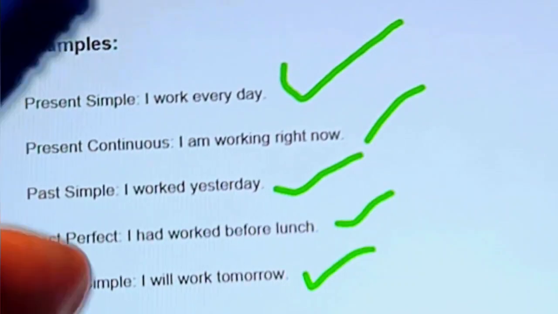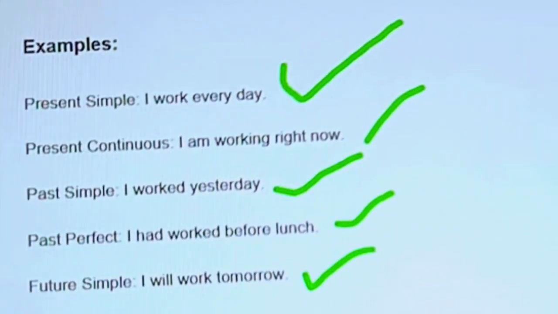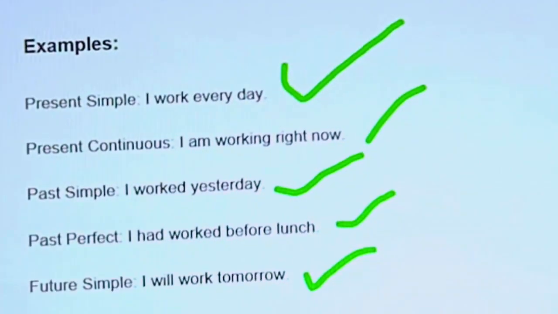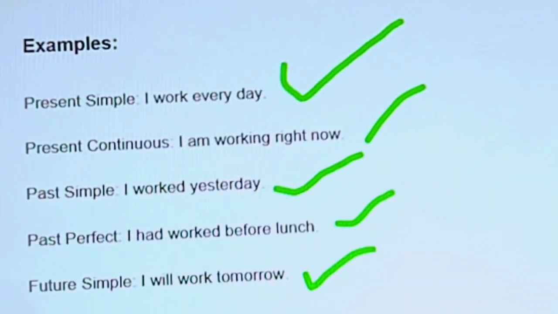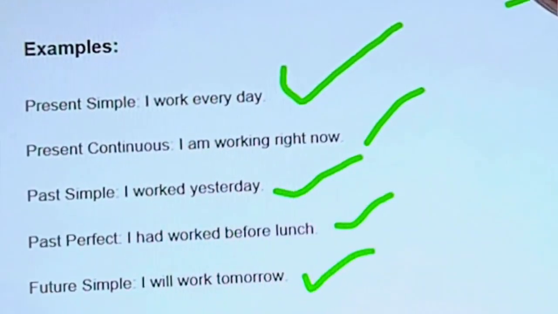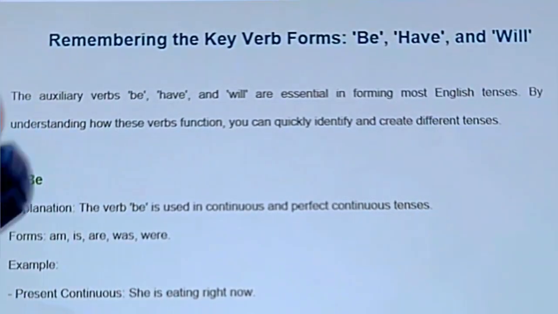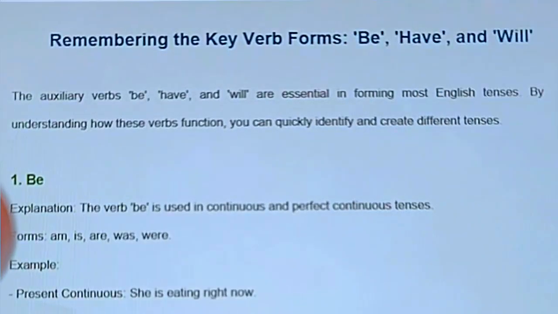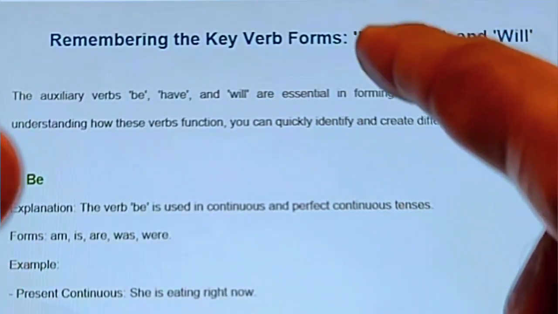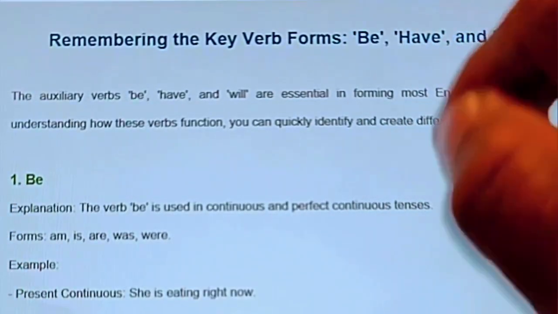These examples are from real life, real life scenarios. You can remember them very easily. Hope you got this one as well. Next trick we have here, the key verb forms. The key verb forms: be, have and will.